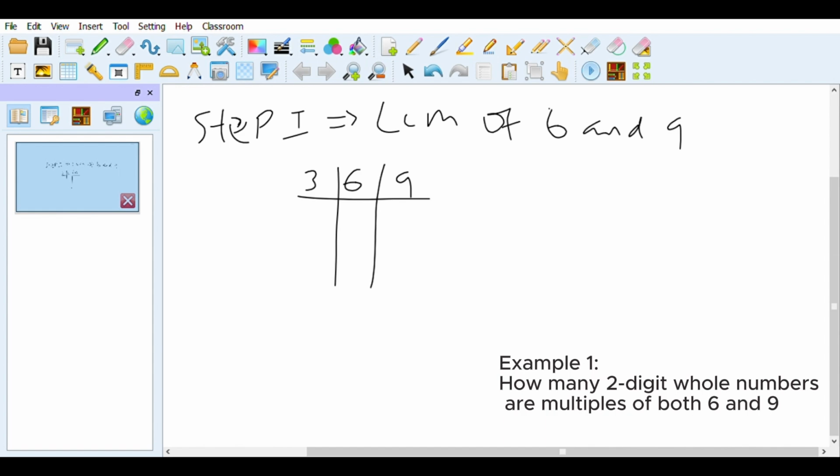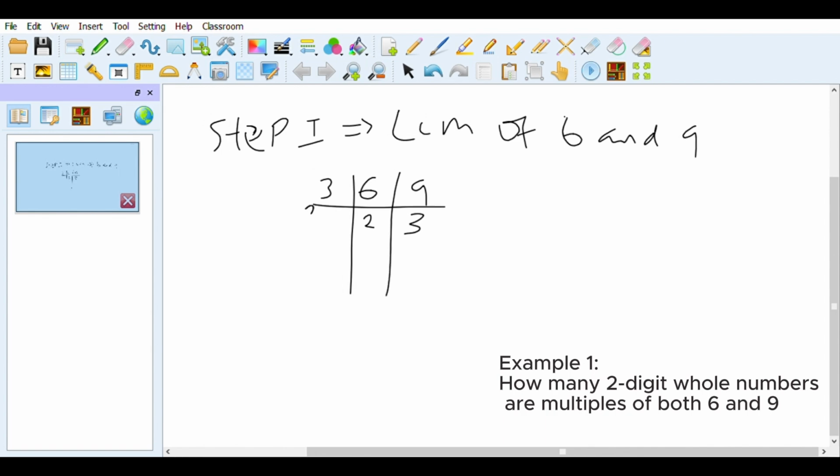So if 3 divides 6, we'll have 2. If 3 divides 9, we'll have 3. Okay, there is no number that can divide 2 and 3 at the same time, but we can go in turns. Use 2 to divide 2, we get 1. 2 cannot divide 3, so we still write 3. Use 3 to divide 3, we get 1. Okay, so when we get 1, 1 for all the divisions, we multiply out those factors we used to divide.